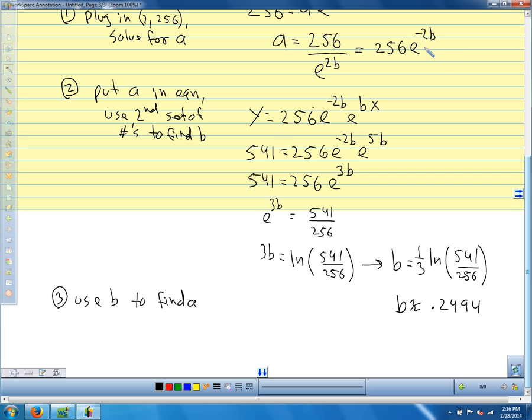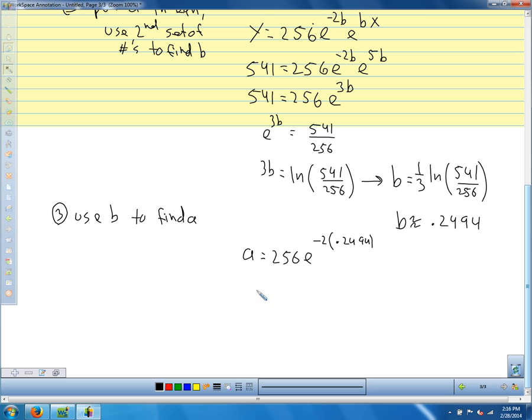So I'm going to plug this b in here, and I get a equals 256 e to the minus 2 times b, 0.2494. And I calculate that out, and I get a equals 155.4583. And now I have an a, I have a b. I can plug that into my function. I'll have my model of exponential growth.